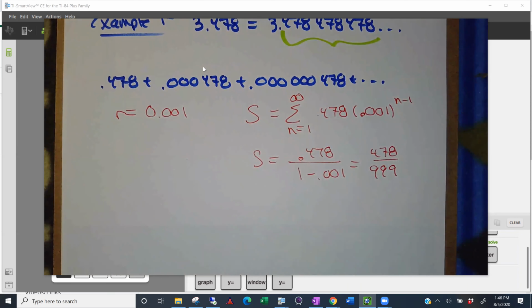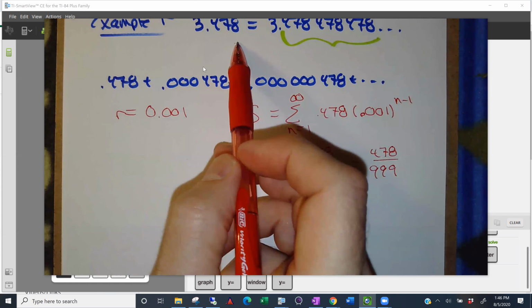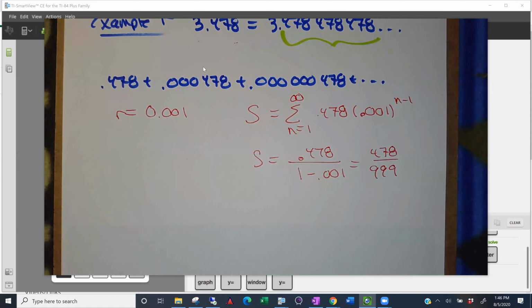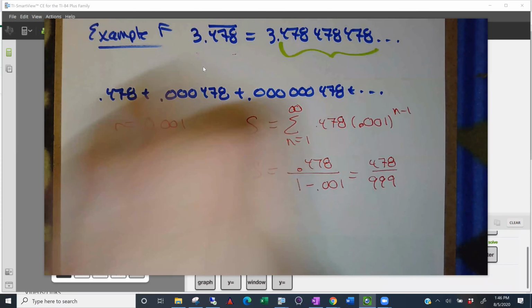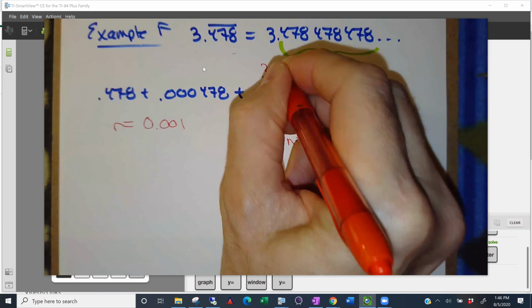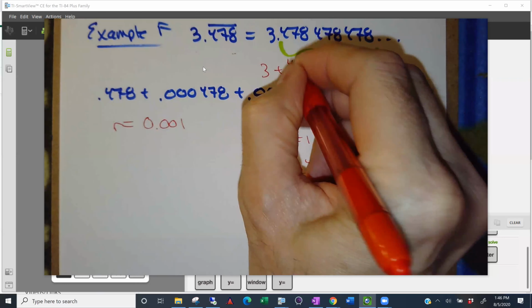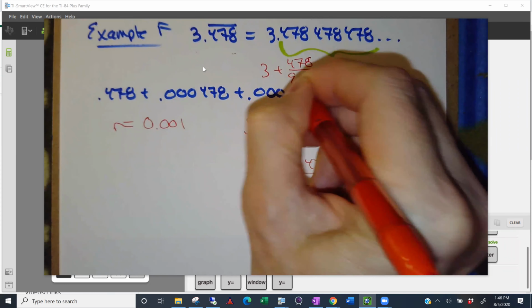So we're almost done. I want a nice fraction for this thing right here. So this number can be written as 3 plus 478 over 999.